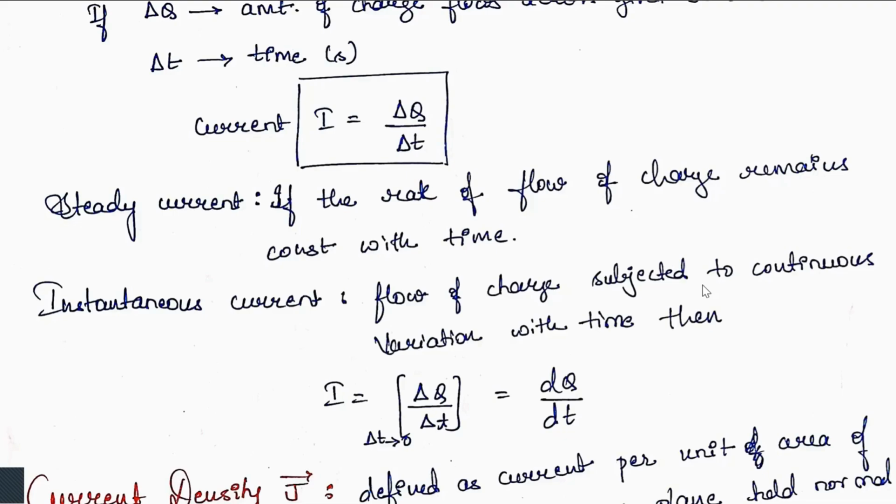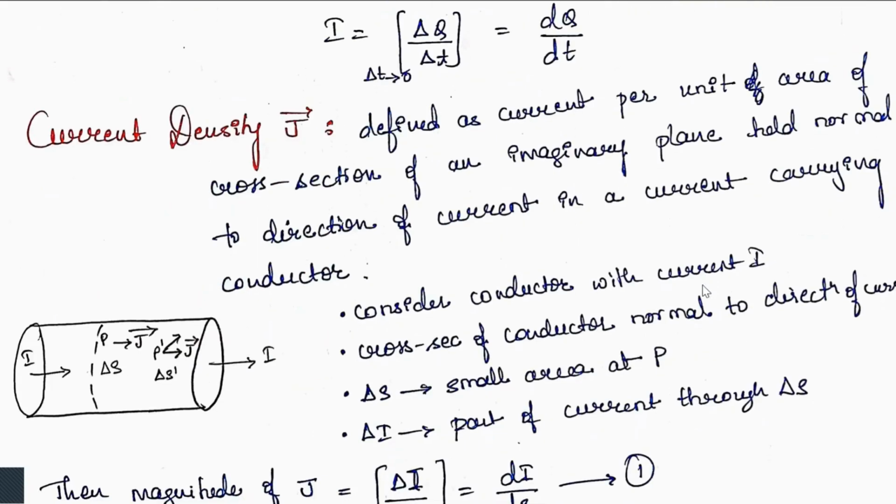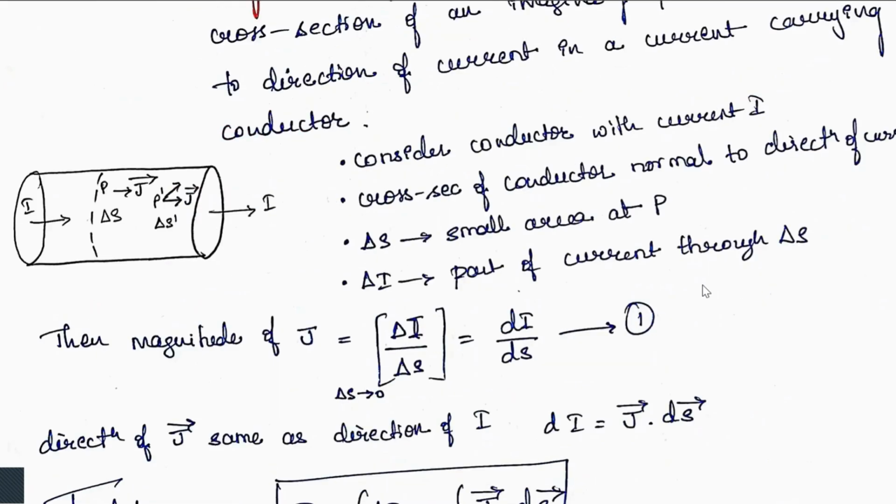Next topic is current density. It is defined as the current per unit area of cross section of an imaginary plane held normal to the direction of current in the current carrying conductor. We have a derivation here. Consider a conductor having a current I. Delta S is a small cross-sectional area of the conductor normal to the direction of current at the point P, and delta I is the part of the current that is flowing through delta S.